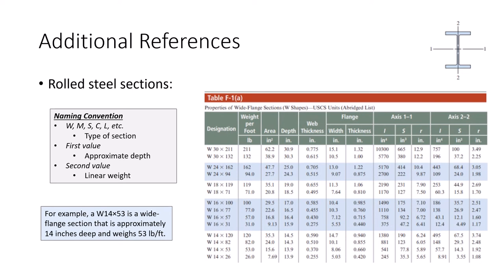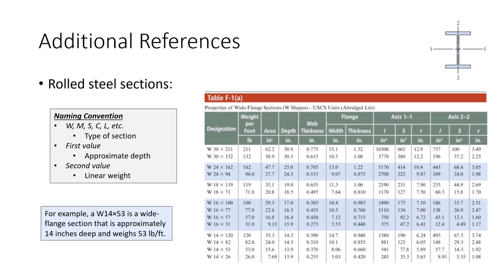Okay? So for each of these given cross sections, you find a series of properties. For instance, for the W14 by 53, I know it has an area of 15.6 square inches, so if I wanted to determine axial stress, sigma equals P over A, just whatever that P is divided by 15.6 square inches. I know how deep it is. I know the web thickness. I know the flange properties. The flange is 8.06 inches wide, and its thickness is about 0.66 inches.